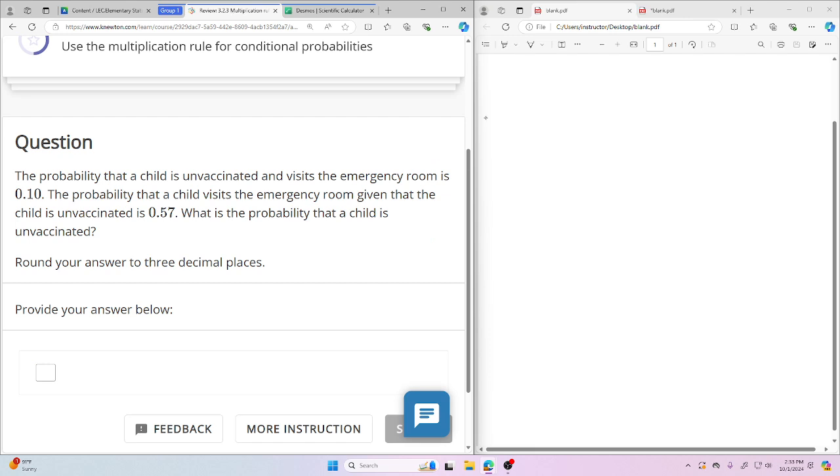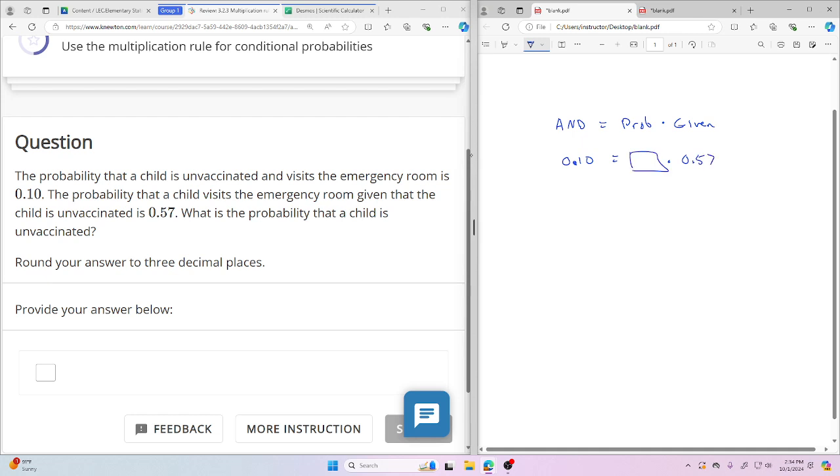So probability of unvaccinated and visits the emergency room is 10%. So let me write up my style. We got and is equal to probability and then times the given. And so the and for me is the 0.10. It says the probability given, see the word given? I don't want to do normal probability. When I see the word given, that's the key word there, in that case it's 0.57. And so then they're wanting this guy again. Divide. There we go.